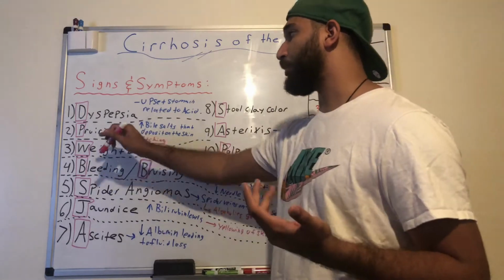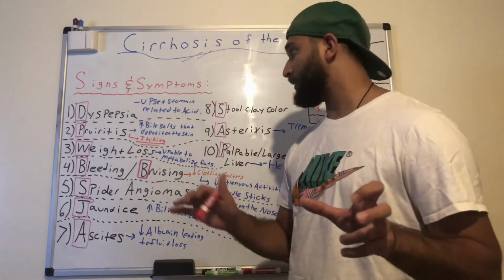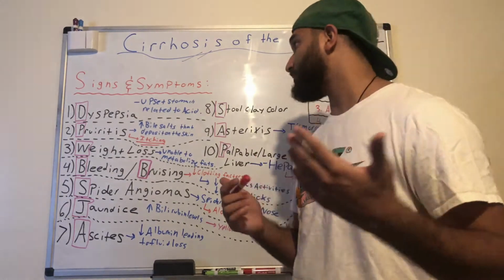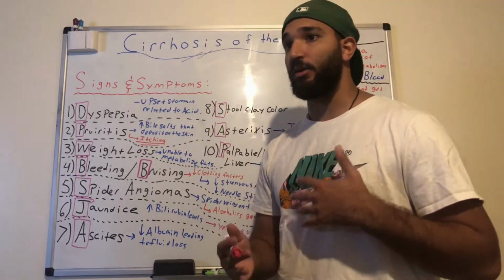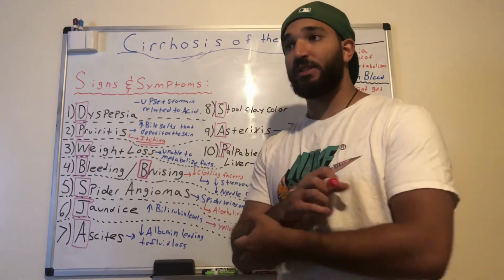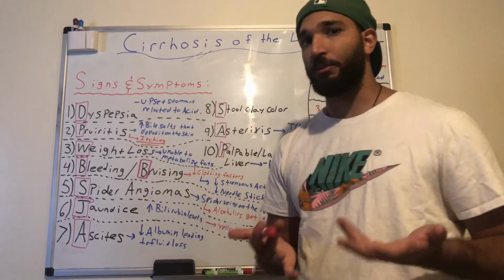Second sign and symptom is pruritus. So pruritus, what it is is itching of the skin. It's due to the increased amount of bile salts that are depositing on the skin. So a patient with cirrhosis is going to be very irritable, just scratching all over the place. It's very uncomfortable for them.